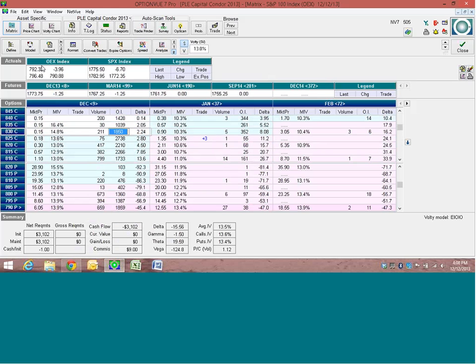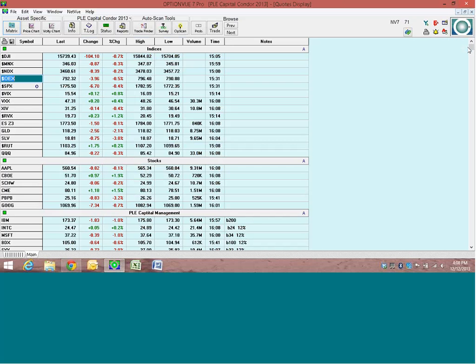The OEX used to be the biggest traded product out there, I think. But in the last about 10 years or so, it kind of fell off.